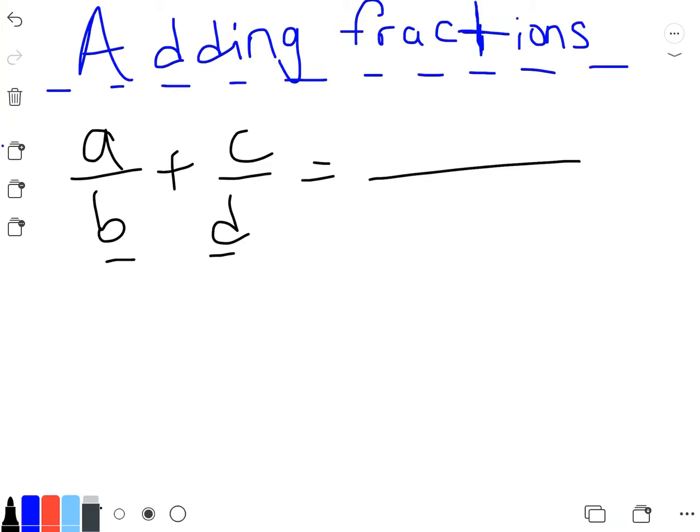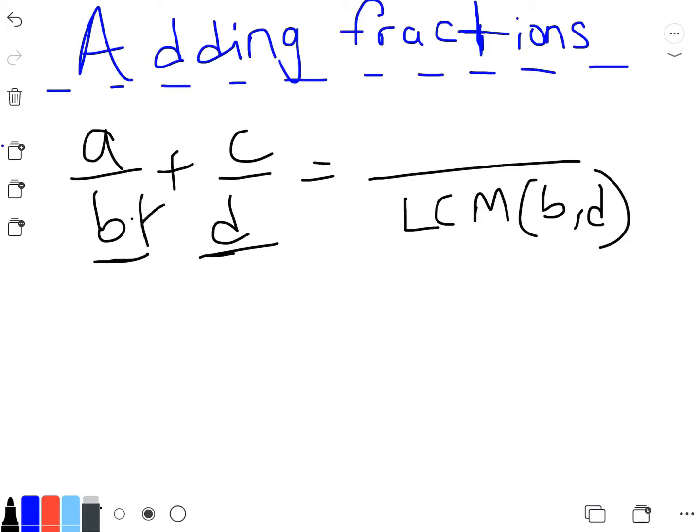We want to find a number that is divisible by both b and d and is the smallest of its kind. So we're basically saying the LCM of b and d. Now we're going to multiply some number, let's say k, by b to get this LCM, and some number n by d to also get this same LCM.